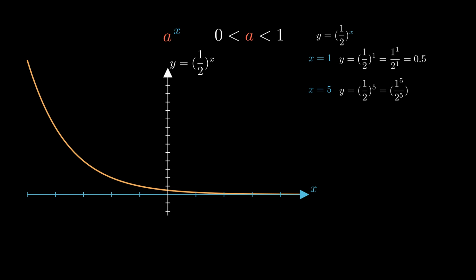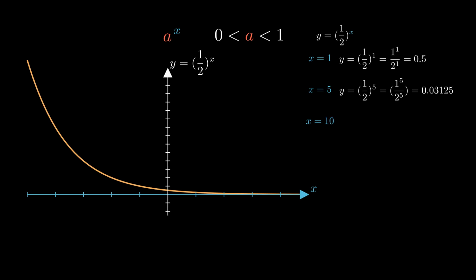So that is just 1 over 2 to the 5th. This should look familiar. This is the same thing we were getting when we had 2 raised to the negative 1 and 2 to the negative 5, right? Because that meant we just moved the 2 down to the bottom, so they were the same thing. So we get 0.03125 when x is 5.